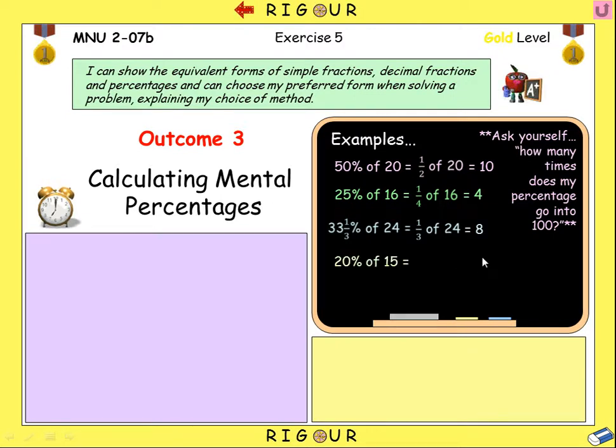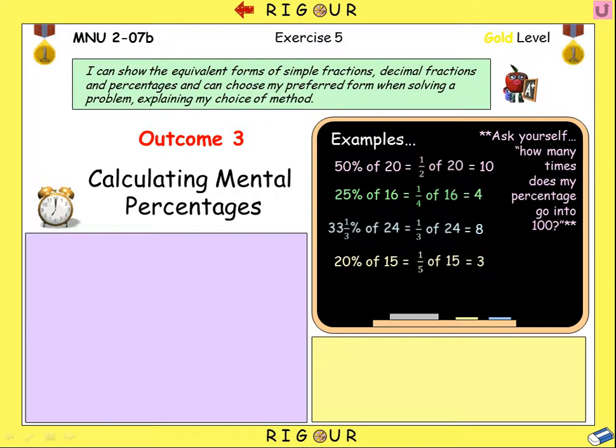So our next one, this time we've got 20% of 15. So ask yourself, how many times does your percentage, which is 20, go into 100? Let's count up. 20, 40, 60, 80, 100. So that's 5 fingers. So 20% is 1 over 5. So we're working out a fifth of 15. To get a fifth, we divide by 5. And 15 divided by 5 is 3.